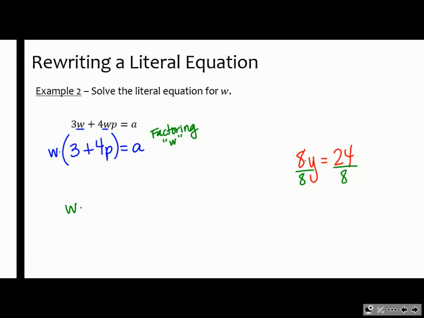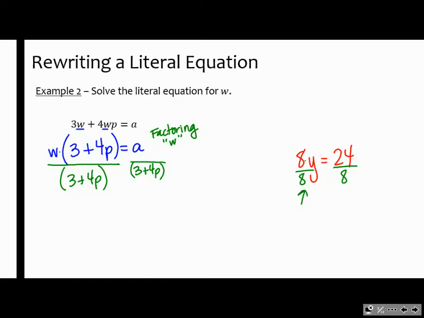If it was w times, well, let me not do that. Let's just do the quantity as it is. I want to isolate the variable. Over here, we got rid of the number by dividing by 8. Here, I'm going to get rid of what I want to disappear by dividing by the thing I want to disappear. So I want the group 3 add 4p to disappear. Using the division property of equality, I do the same thing on both sides.